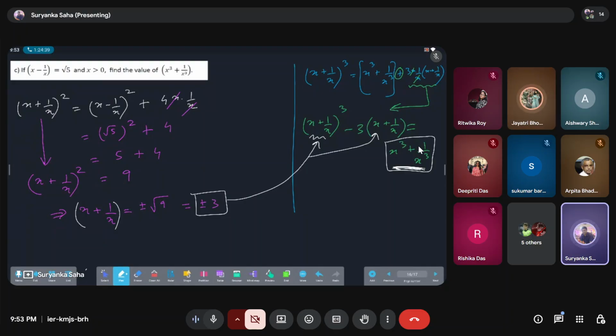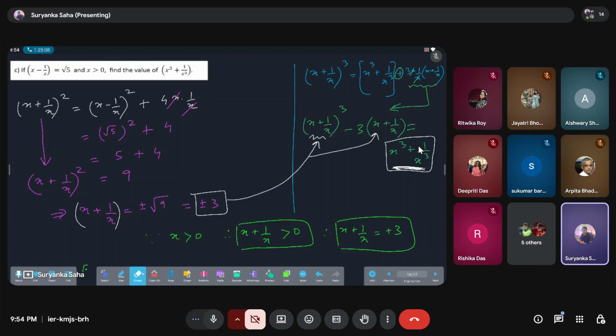Yes, good observation. Since x is greater than 0, therefore x plus 1 by x should always be greater than 0. Therefore minus 3 is rejected. Therefore x plus 1 by x equal to only plus 3. Correct. So I have to use this. Very good. Thank you. Correct.